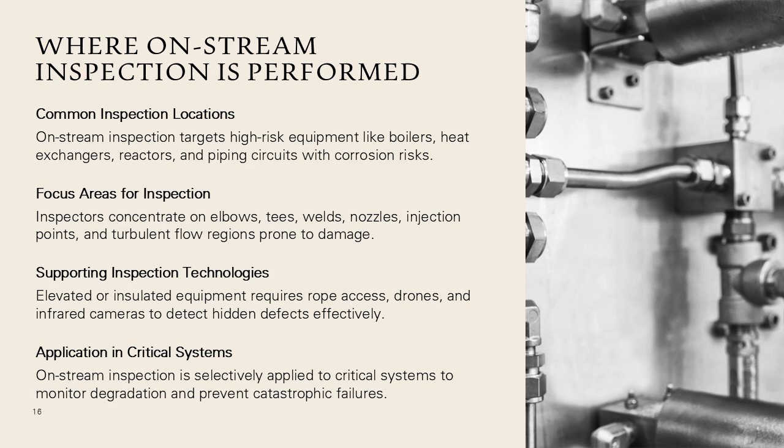Inspectors focus on elbows, T's, nozzles, welds, injection points, dead legs, and areas with turbulent or erosive flow. The slide also explains that elevated equipment or insulated components may require supporting technologies such as rope access, drones, or infrared cameras to identify hidden damage. On-stream inspection is applied selectively in high-risk or critical systems where monitoring is essential to avoid catastrophic failure.